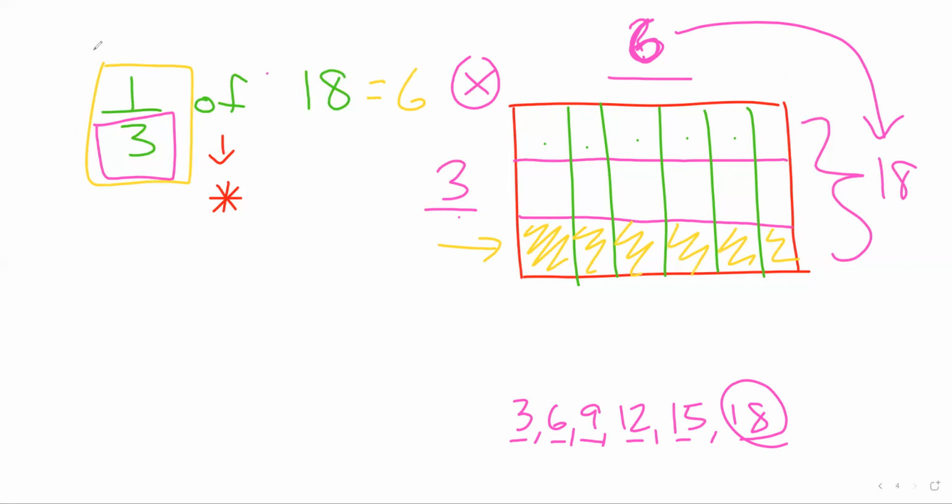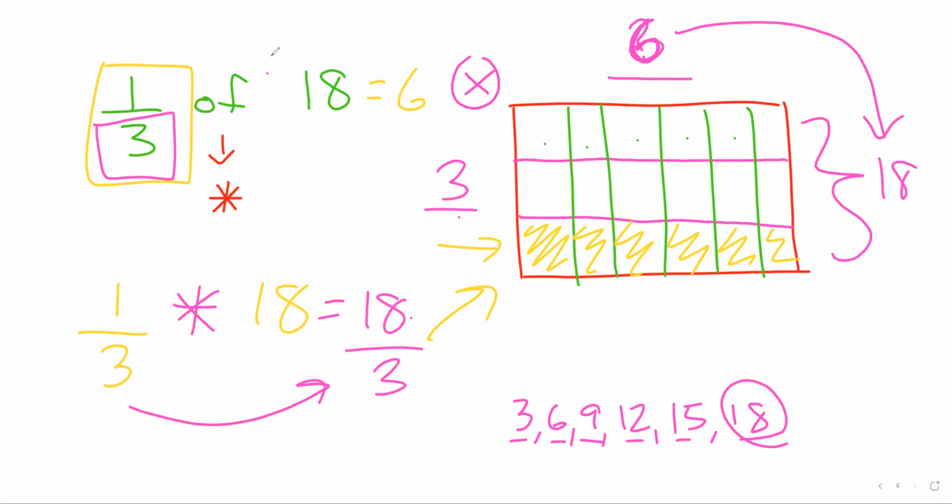And again, we can look at this mathematically, right? Again, this is the how, and the model is the why, like why it happens the way it does. But the how that we've talked about is, well, 1/3 of 18 is the same thing as 1/3 times 18, right? So 1 times 18 is 18. The denominator stays the same. 18 divided by 3 is equal to 6. So mathematically, it comes out too. So again, this model is the why, and down here is just kind of how we do it.